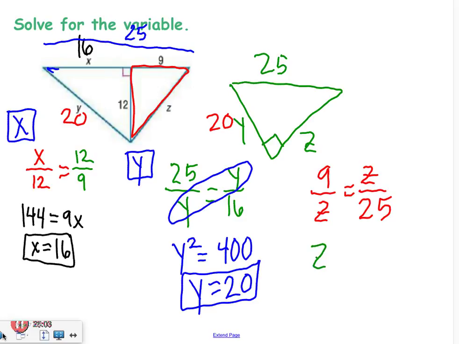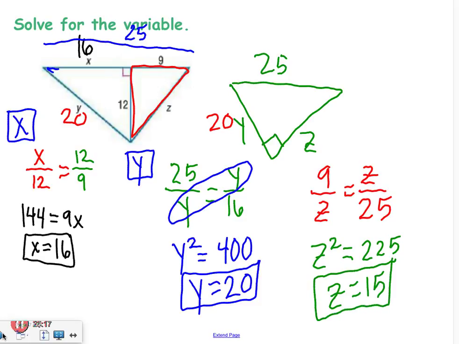So we're going to get Z squared equals 225. This one works out nice. Z equals 15. I know this is confusing. We're just going to try it out.